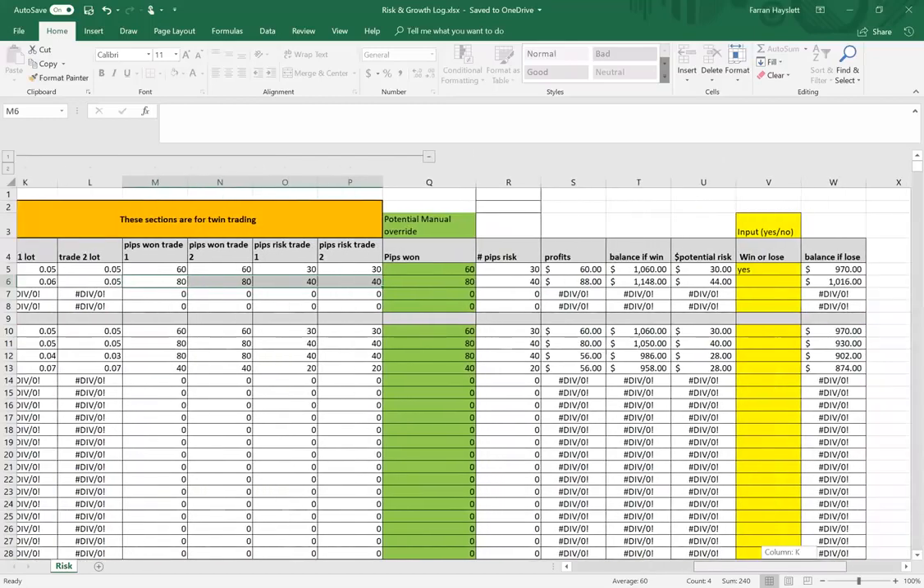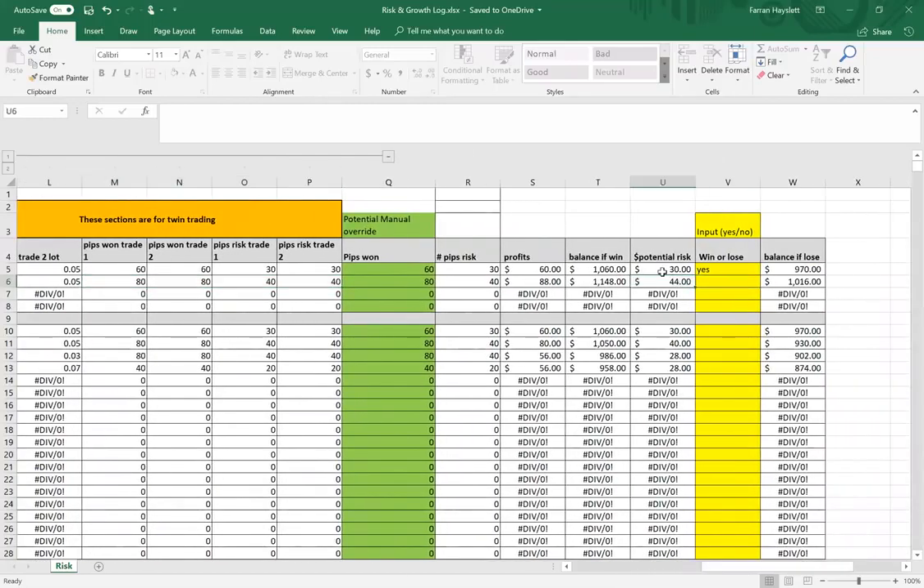Boom, look, it tells me that my potential risk on this trade is $44 at a 4% risk. If I win, I'm going to profit $88 on this trade. If I lose, then I'm going to lose $44 on this trade, right, at 2-to-1.